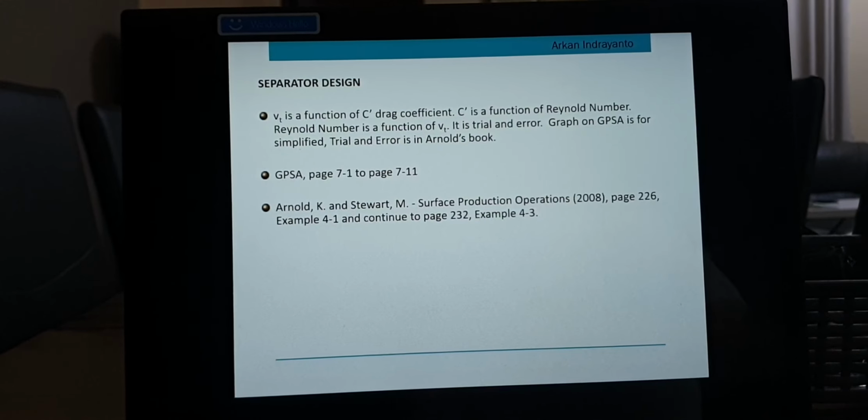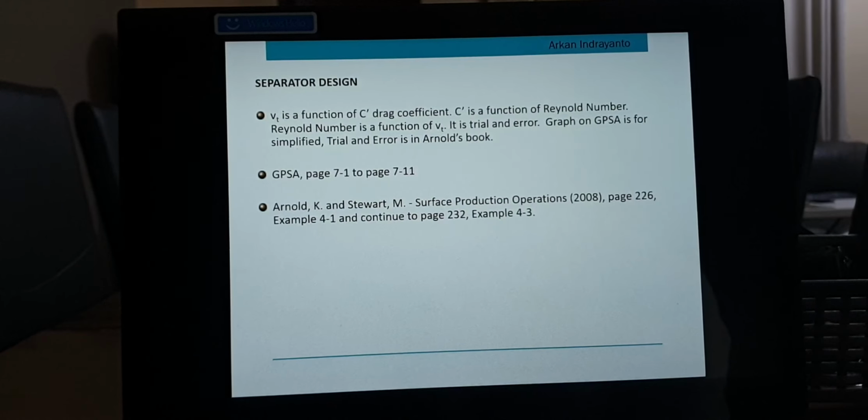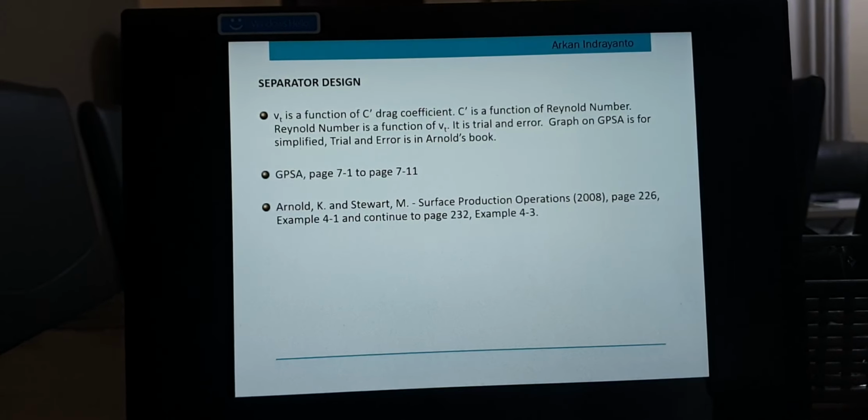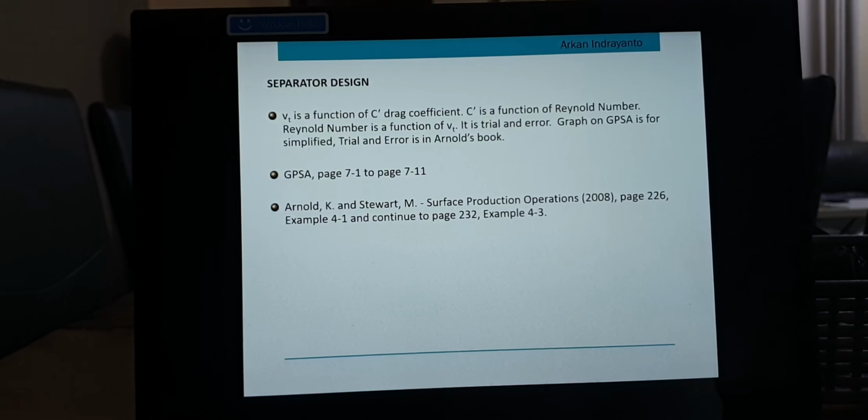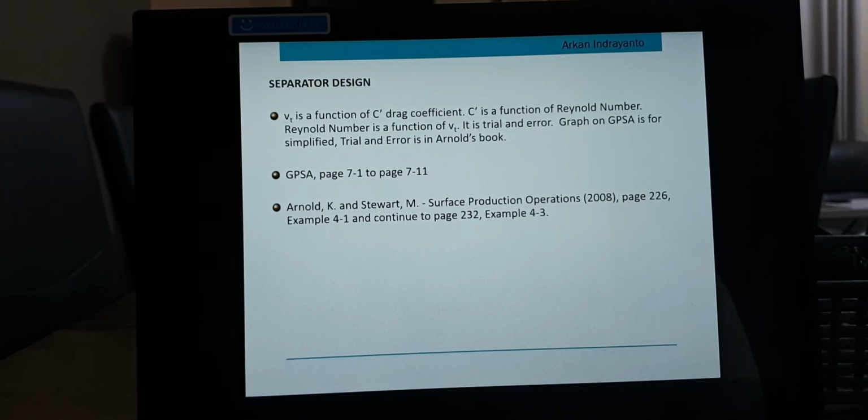This is the simplest way, but of course there are very detailed ways to design a separator.